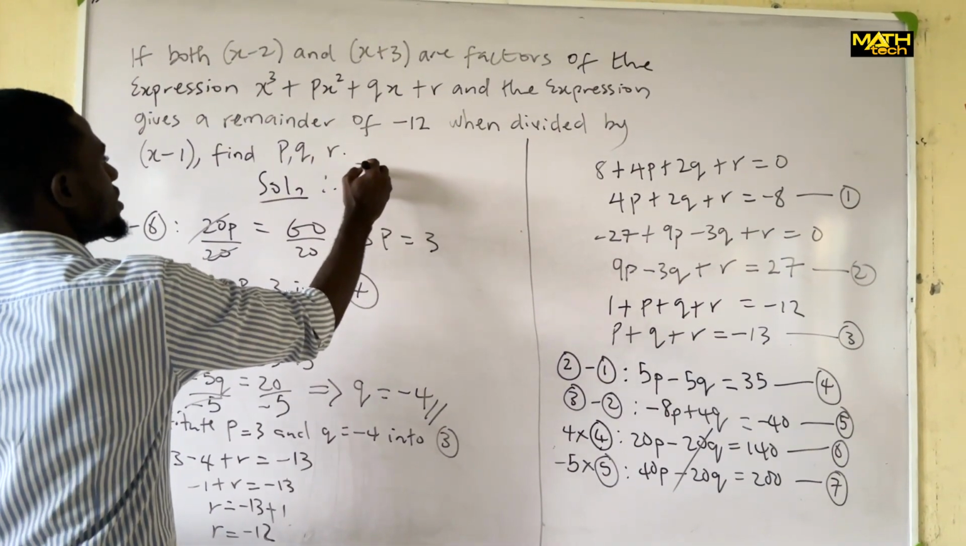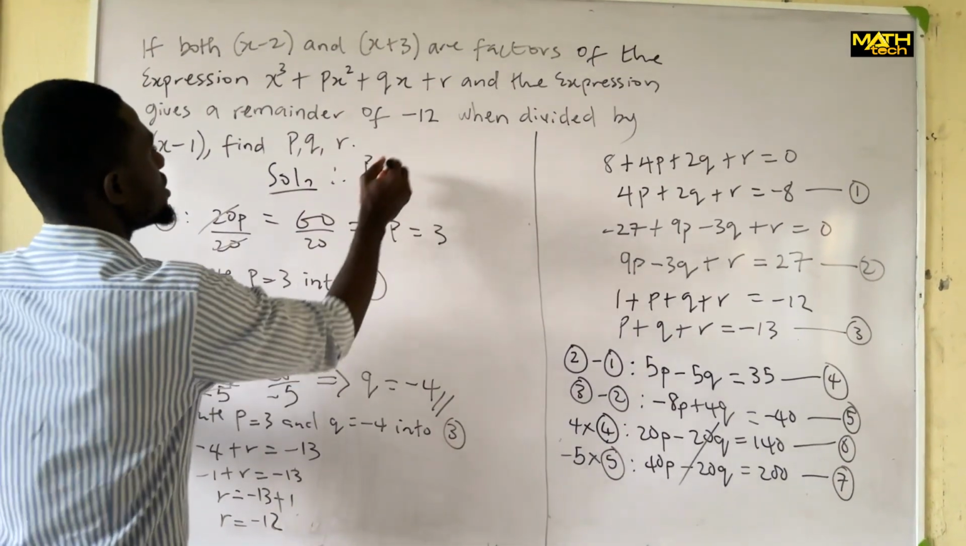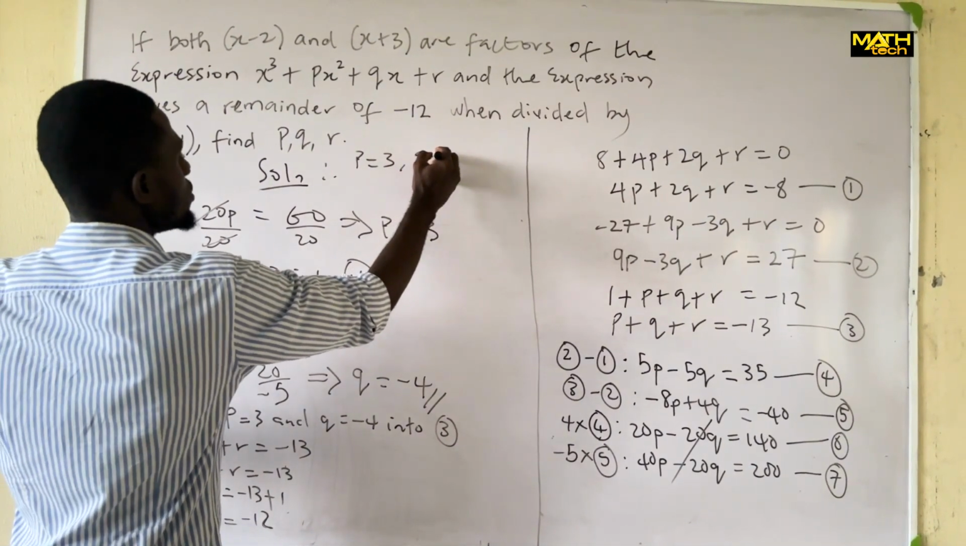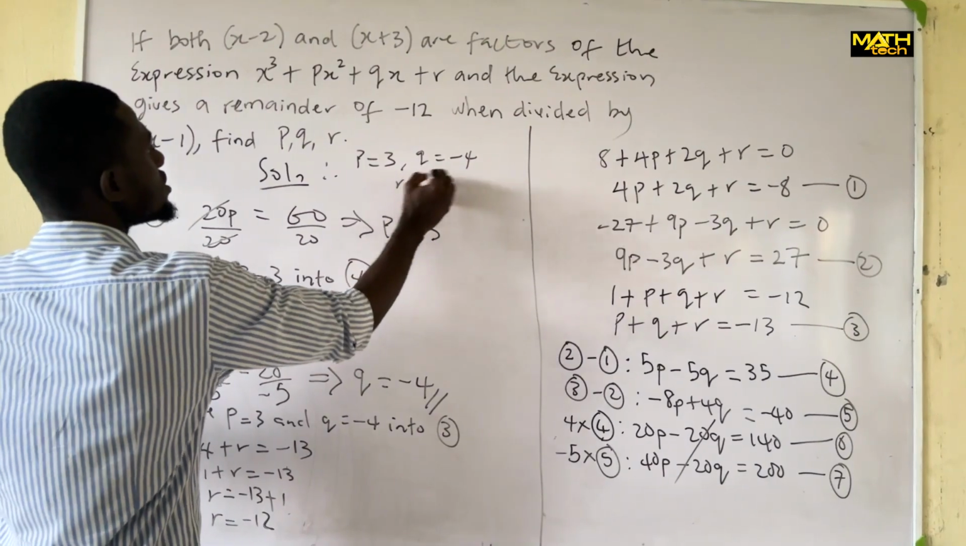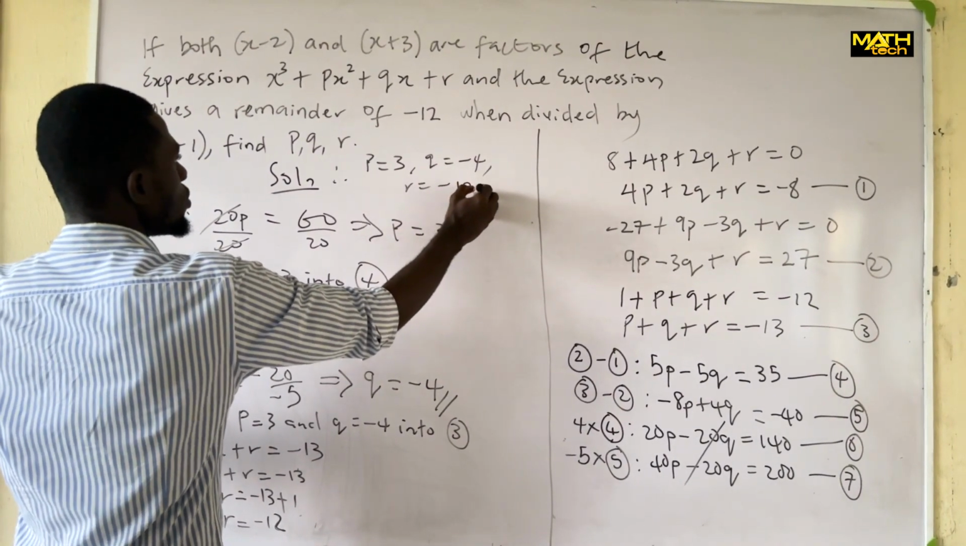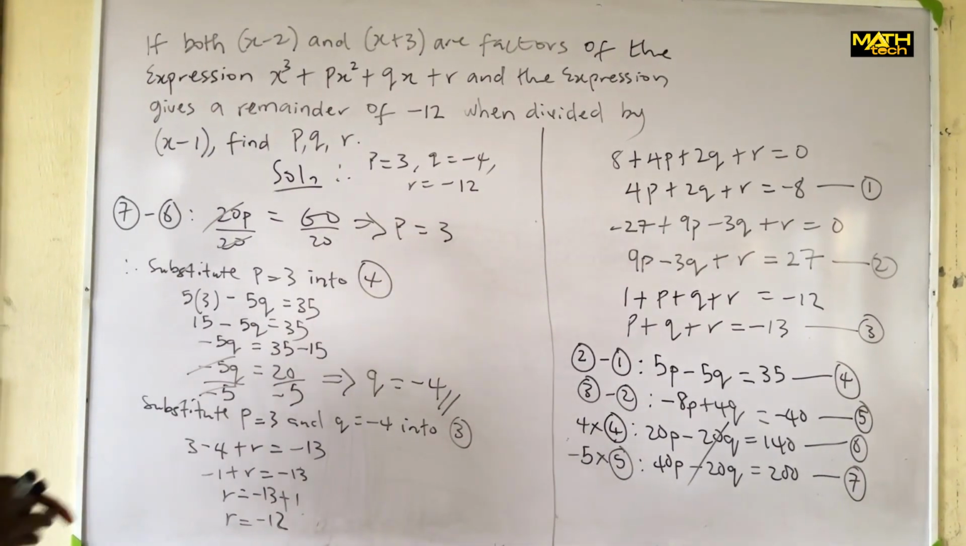Therefore the value of p is equal to what? 3. The value of q is equal to what? Minus 4. And the value of r is equal to what? Minus 12.